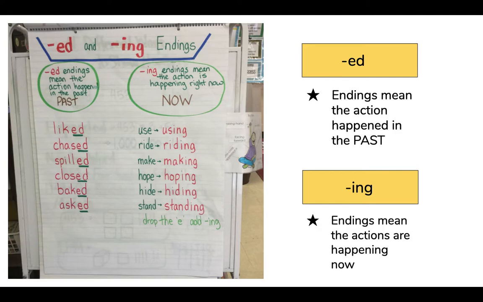So use changes to using, ride changes to riding, make changes to making, hope changes to hoping, hide changes to hiding, stand changes to standing. You can see here that they gave you examples in the top four or five that you drop the E to add ing. That's a spelling rule we should always follow. If your word ends in E, you drop the E to add ing to make sure it's spelled correctly.